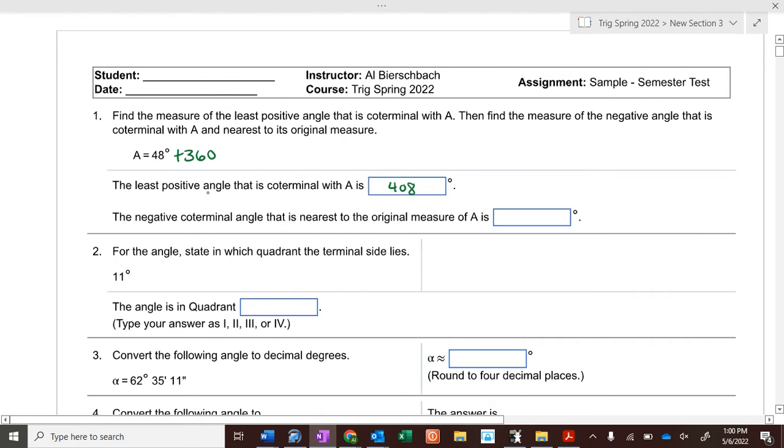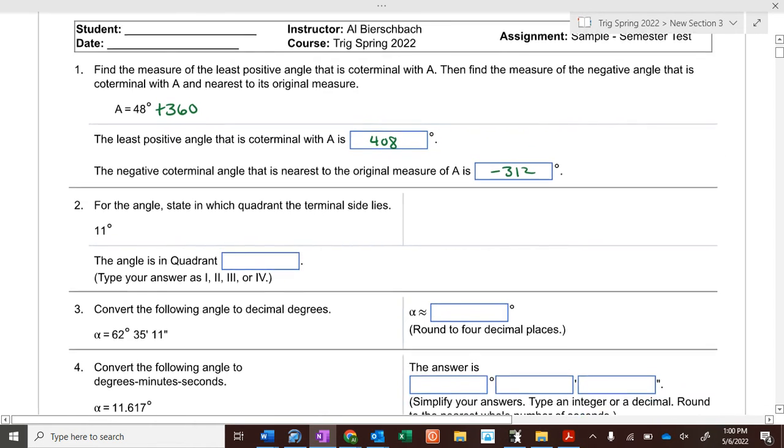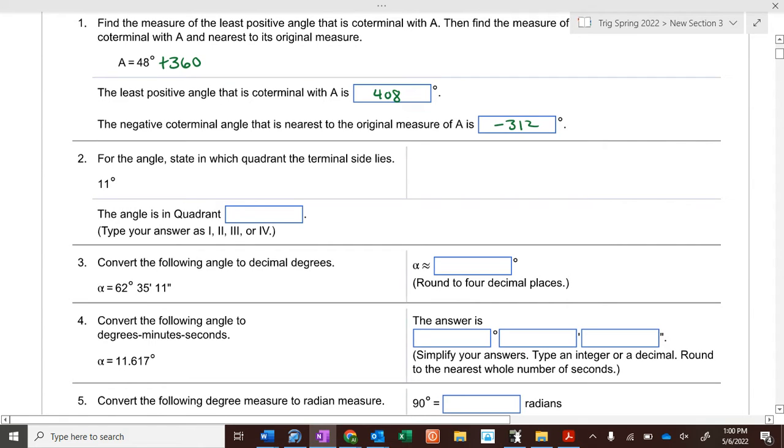If you subtract 360 from 48, it's negative 312. Sounds good. An 11-degree angle, what quadrant would that be in? 1.